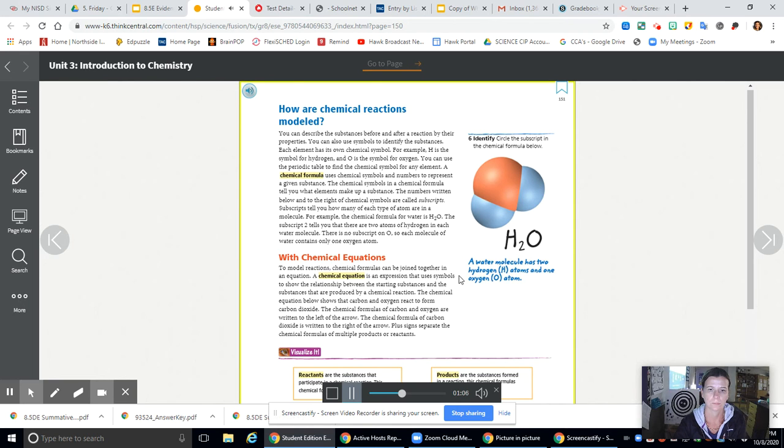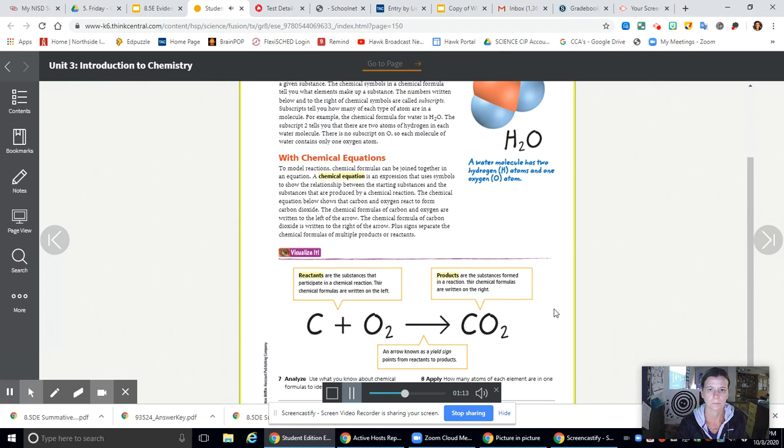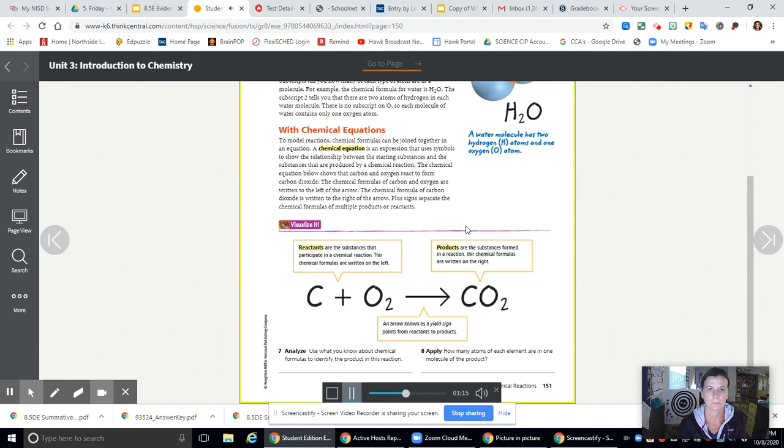With chemical equations, to model reactions, chemical formulas can be joined together in an equation. A chemical equation is an expression that uses symbols to show the relationship between the starting substances and the substances that are produced by a chemical reaction. The chemical equation below shows that carbon and oxygen react to form carbon dioxide.